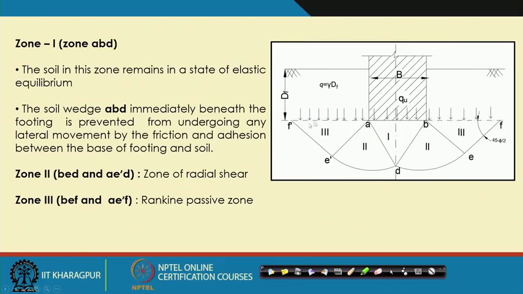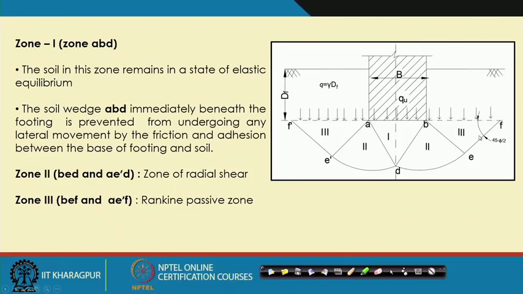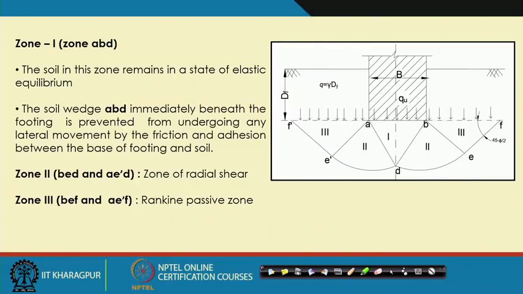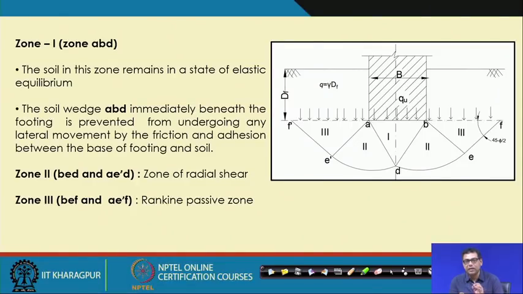How has it been incorporated? Terzaghi assumed that the soil above the base of the foundation acts as a surcharge at the base of the footing. So, how do we calculate the surcharge? Surcharge is q, which depends on the depth of the foundation and the unit weight of the soil. If the unit weight of the soil is gamma and the depth of foundation is Df, then the surcharge q is equal to gamma times Df, acting at the base of the footing. And then there are three zones. Let me explain what these three zones are.